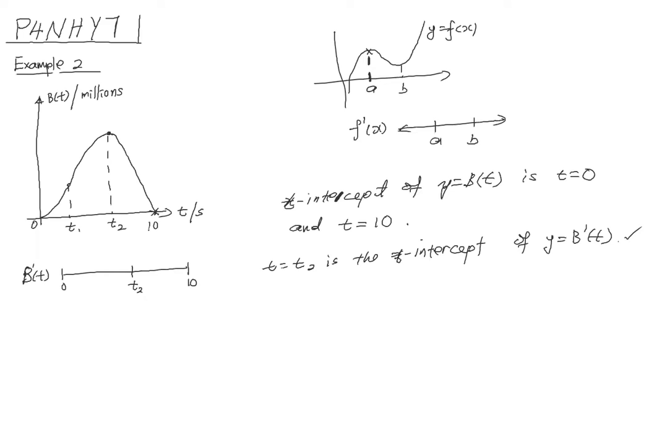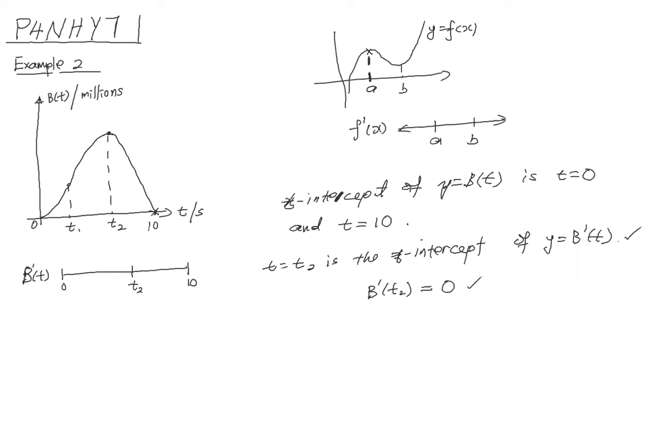So I just asked why, based on the BT graph, when I want to draw the B prime T sign diagram, I have to mark T2 on the line. That means it's telling me B prime T2, the value is 0. That is how it tells me. So what does that mean? What does that mean? Thaddeus? That's the turning point of BT.